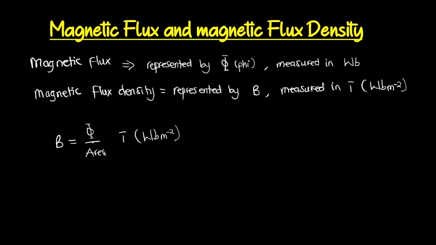Now Weber per meter square, because magnetic flux is measured in Weber, and meter square is for the area, and so you can use this as the unit, or just give it a Tesla. So now that we know the definition of what magnetic flux is and magnetic flux density, as well as what the formula for magnetic flux density is, let's have a look at some problems to actually appreciate what we are doing.